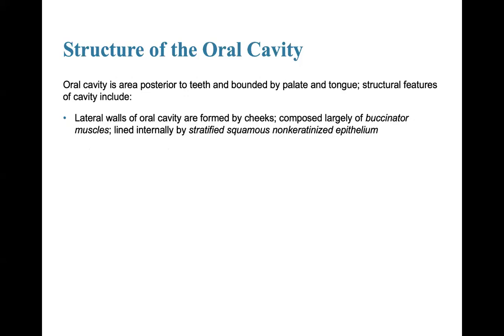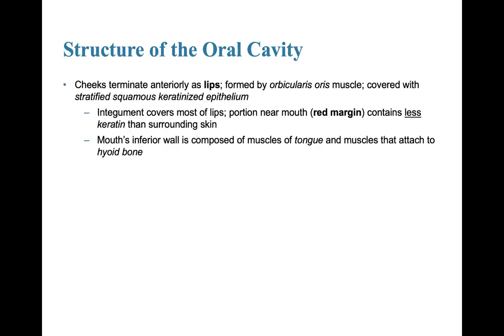The oral cavity is an area posterior to the teeth and bounded by the palate and tongue. Structural features of the cavity will include the lateral walls of the oral cavity, which are formed by cheeks composed largely of the buccinator muscles, as well as lined internally by stratified squamous non-keratinized epithelium. So if you note the epithelial lining there, it's stratified squamous. It's non-keratinized, but it is stratified squamous. This is a beefed up layer. And again, this is where food's coming in. It can be abrasive. You know, if it's hot, you're going to get damage to that epithelial lining. So you want to have a nice thick lining there.